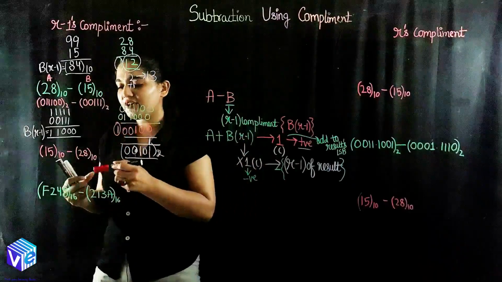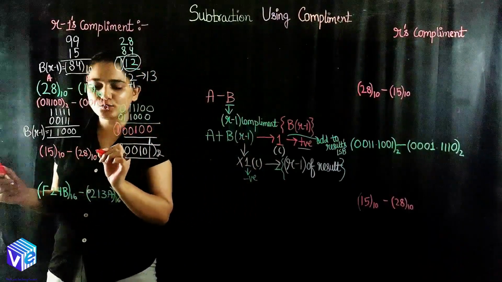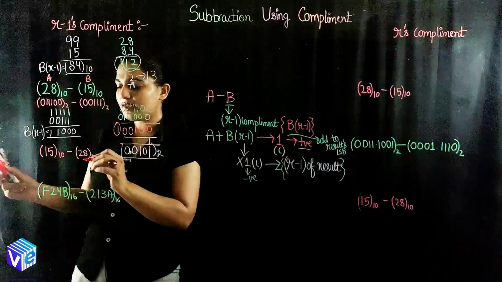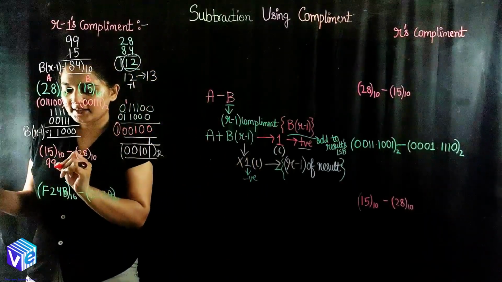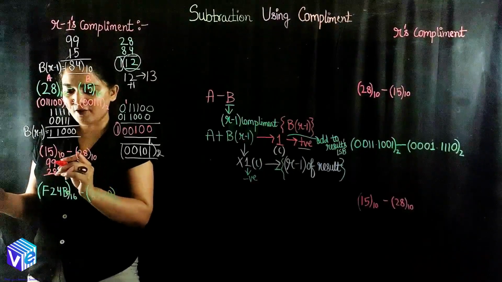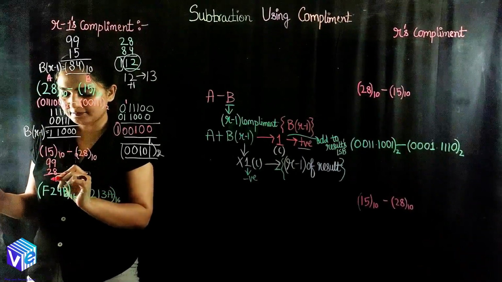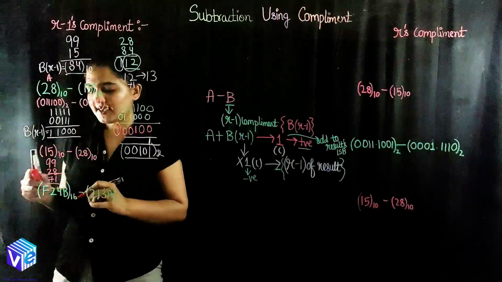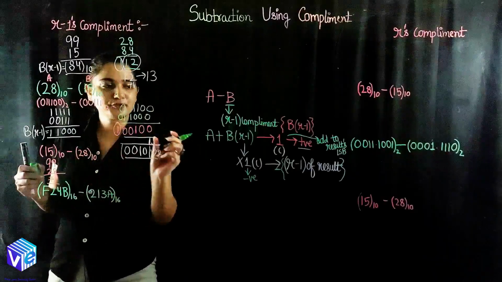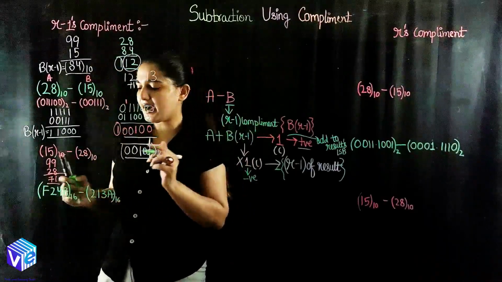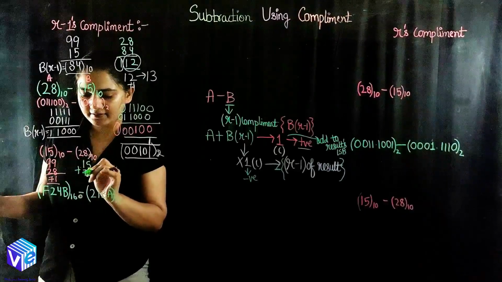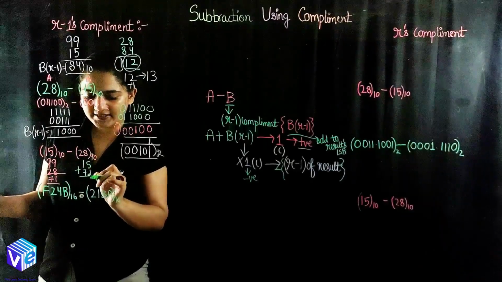Okay, so first we'll be taking the R minus 1 complement of 28. R is 10. So what is R minus 1? 9. So we'll be taking the 9's complement of 28. So I will be subtracting 28 from 99. So I will be having 71. So now what do I have to do? I have to add A plus BR minus 1. So 15 plus 71.